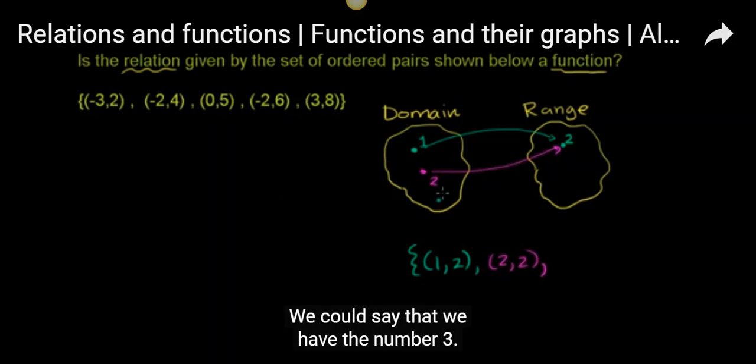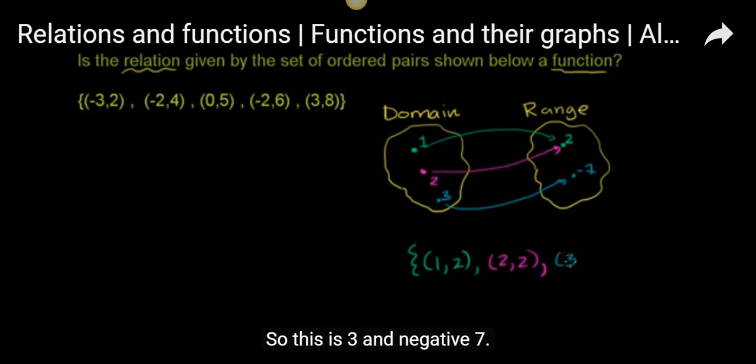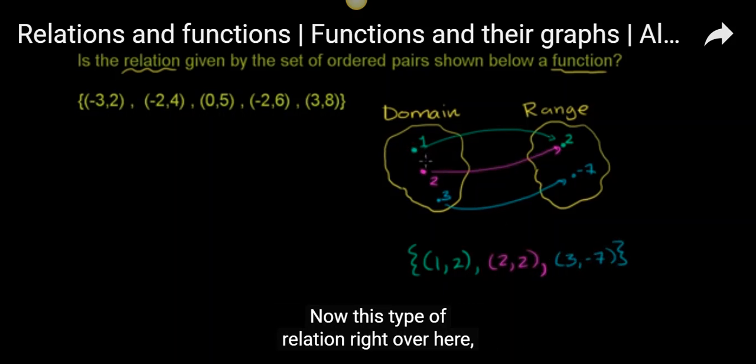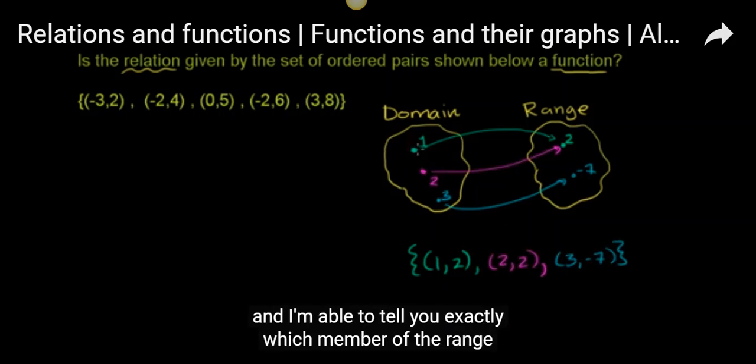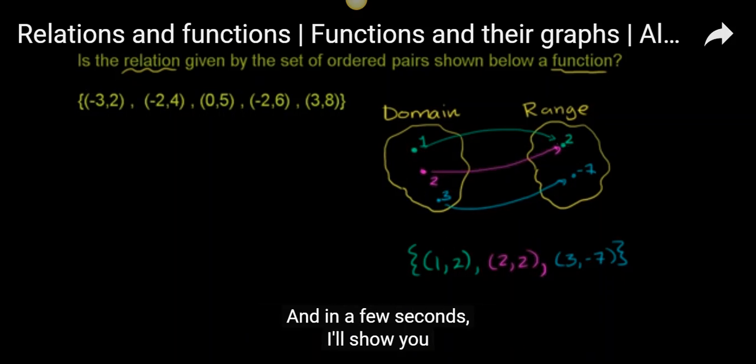We could say that we have the number 3. 3 is in our domain. Our relation is defined for number 3. And 3 is associated with, let's say, negative 7. So this is (3, -7). Now this type of relation right over here, where if you give me any member of the domain and I'm able to tell you exactly which member of the range is associated with it, this is also referred to as a function. And in a few seconds I'll show you a relation that is not a function.